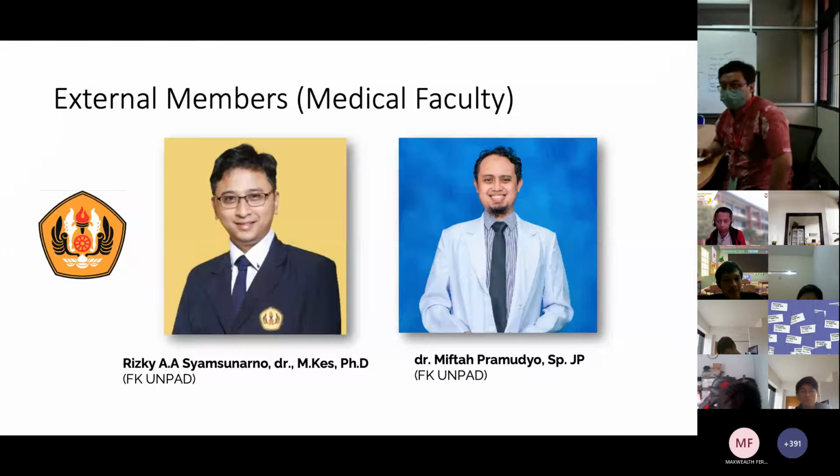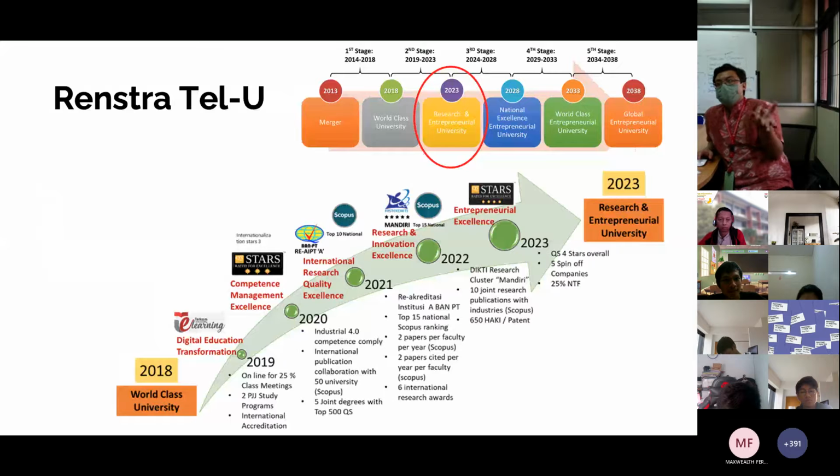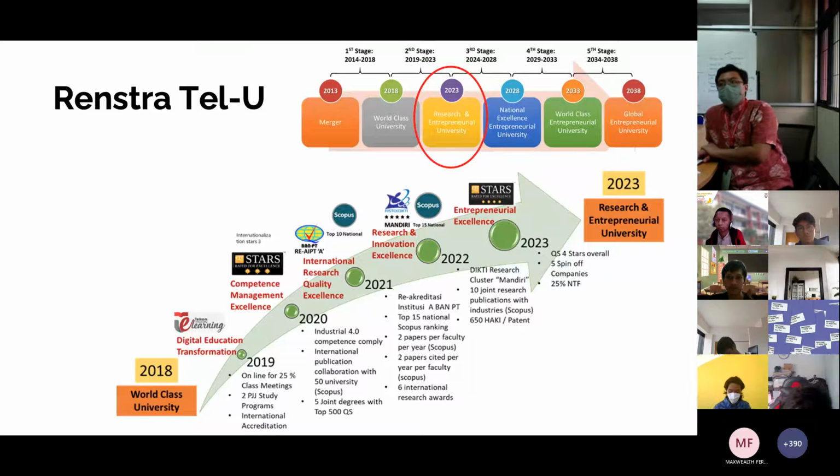But our focus is medical engineering. This is actually our target for 2023, so we don't need to talk about this in detail. Sorry, Pak Danang, can you next?